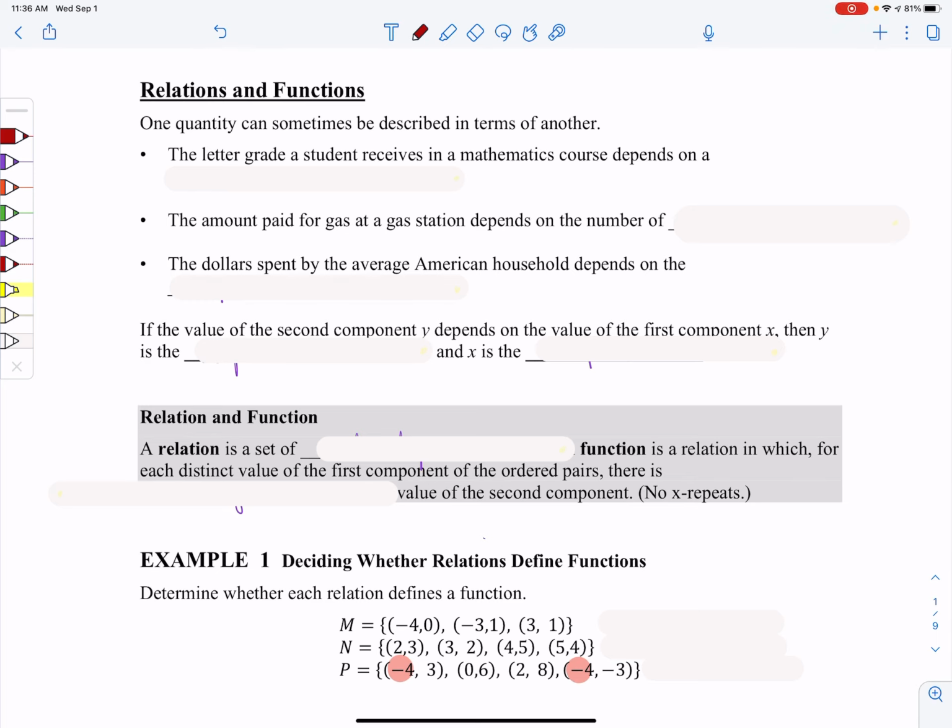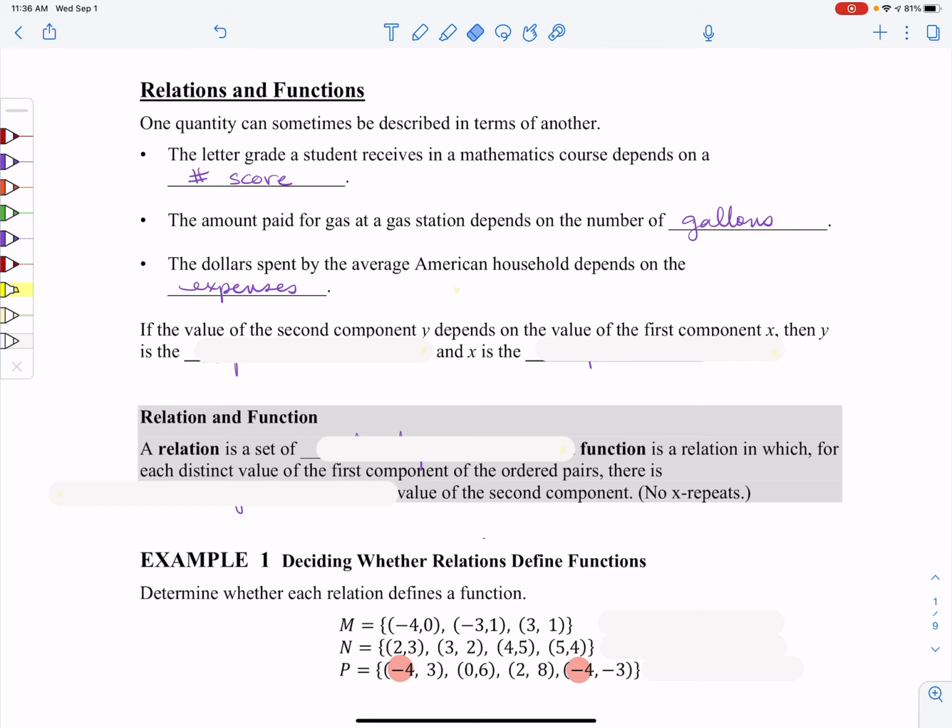A lot of times, one quantity can be described in terms of another quantity. So, for instance, your letter grade in this class depends on a numerical score. Or if you go to the gas station, the amount that you pay for gas is going to depend on the number of gallons you purchase. And then lastly, the dollars spent by the average American would depend on the expenses of that particular household.